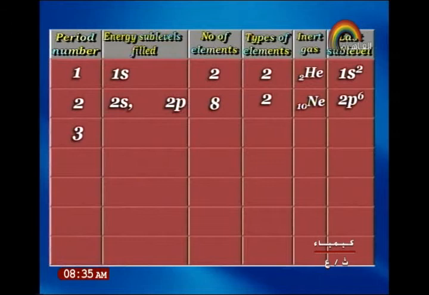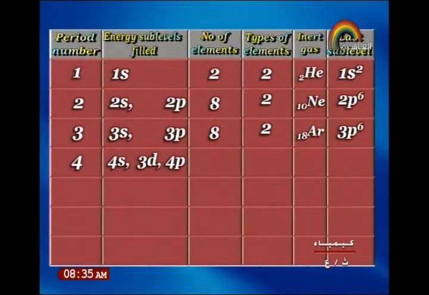While in the third period, the energy sublevels filled are 3s and 3p, the number of elements is also 8, and the types of elements is 2. The inert gas in this period is argon, 18, and the last sublevel filled is 3p6. In the fourth period, the energy sublevels are 4s, 3d, and 4p, the number of elements is 18, and the types of elements is 3. The inert gas at the end of this period is krypton, and the last sublevel filled is 4p6.